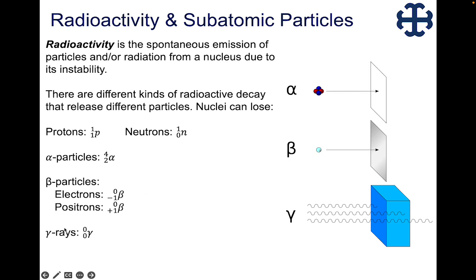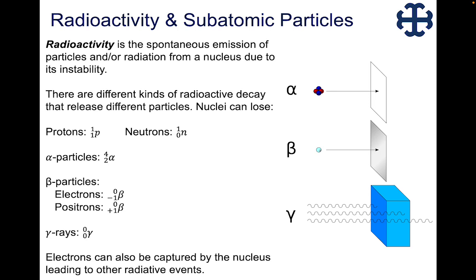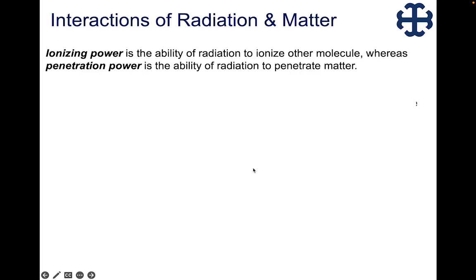Then finally, our strongest radiation is gamma rays, and those are extremely high energy and kind of the radiation that everyone is most scared about most of the time. So just one additional route that we'll talk about, we can undergo something called electron capture, and that will lead to other radiative events. And so let's dig a little bit further into radiation.